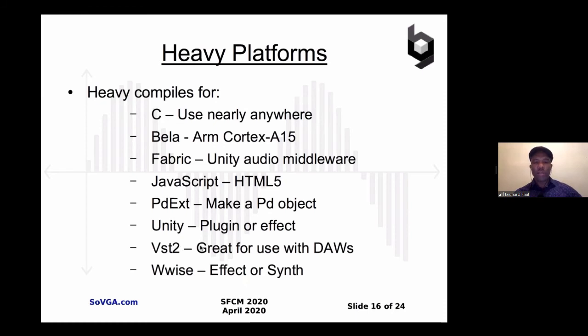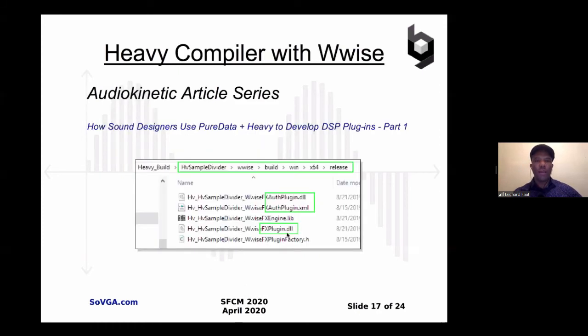VST2. That was actually different than what I showed you with Chamomile. It puts the actual patch in there and interprets it, whereas with Heavy, you actually compile it. And then Wwise, I showed you that example of the ring modulator, right? So if you want to compile it for Wwise, it's a common game audio middleware tool. There's a link to that and it shows you how to do it.